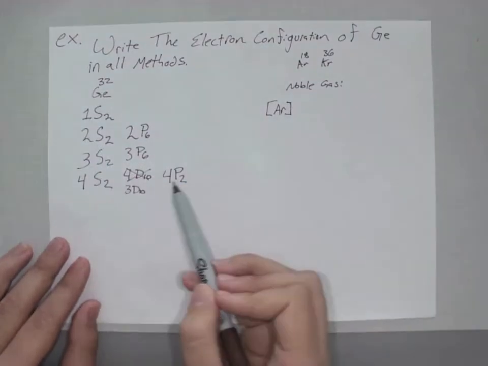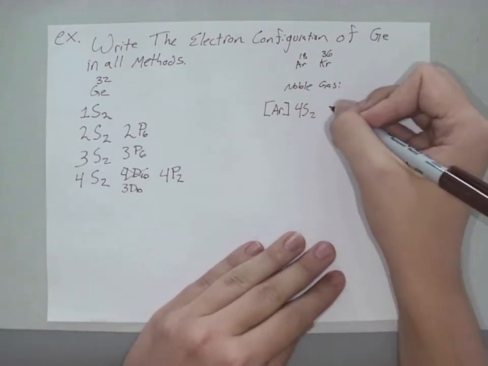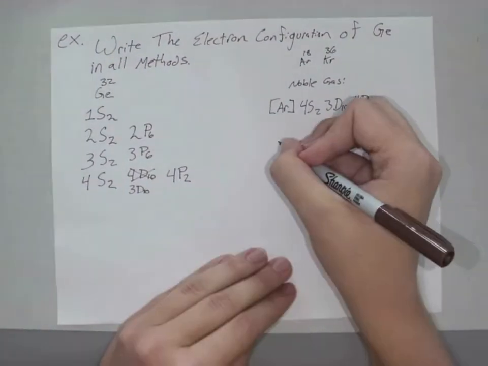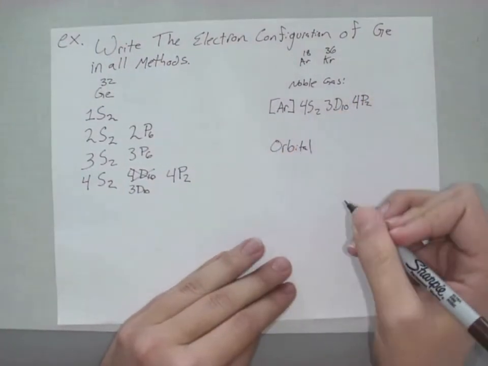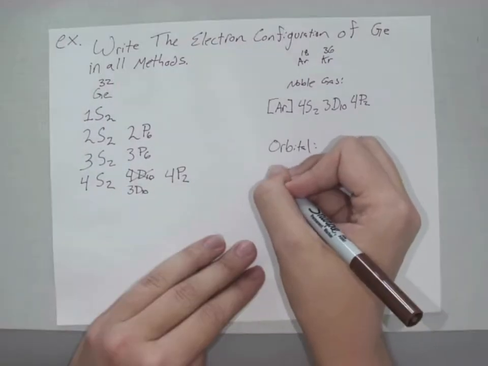So we can jump straight down to our last row here. And then we'll just repeat what we did over here. 4s2, 3d10, and 4p2. And that's it. That's our noble gas notation. Finally, we'll do our orbital notation. So this is where orbital notation gets a little hard to work with. So we'll start drawing it all out here.